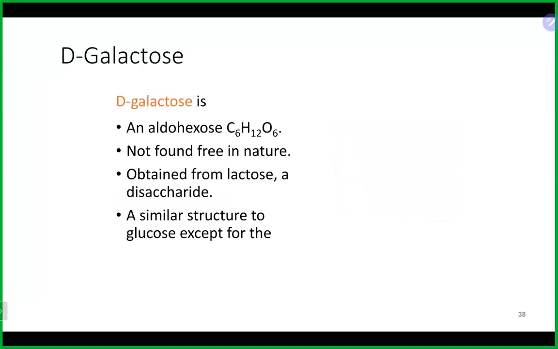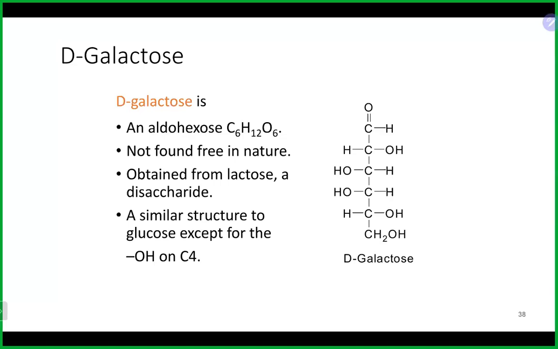And galactose as well, which I think was the other one on that chart that we looked at. Galactose is very similar to glucose. It's obtained from lactose, which is a disaccharide. It is similar to glucose, except for on carbon number 4, which would be here, 1, 2, 3, and 4. So here's our difference between the two, on that carbon right there.